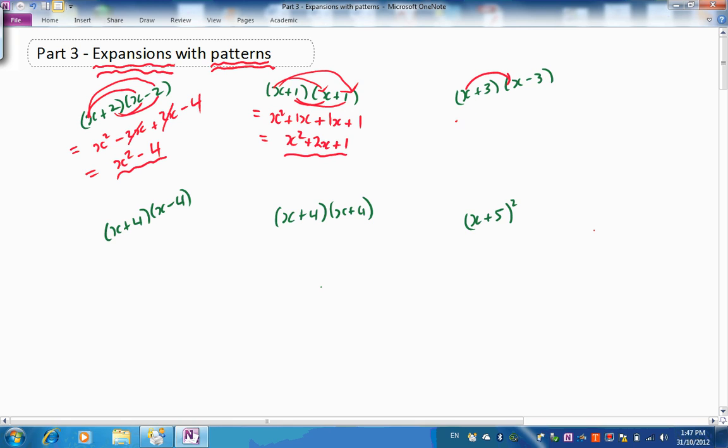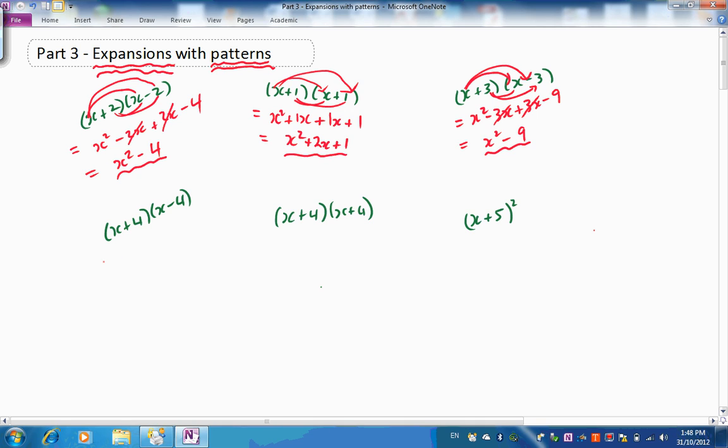Let's come over to do this one over here. x by x is x squared. x by neg 3, neg 3x, plus 3x times in there. 3 times neg 3, neg 9. This one, wipe out. Neg 3x plus 3x is no x. Hey, there's some patterns emerging here. Well, I told you, this is part 3, expansions with patterns.